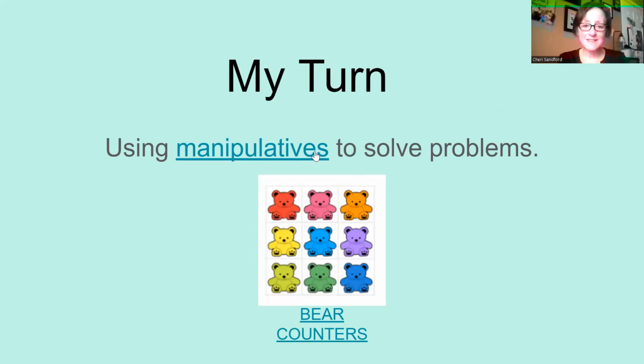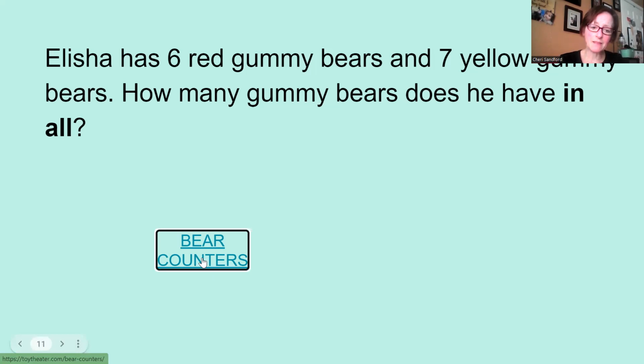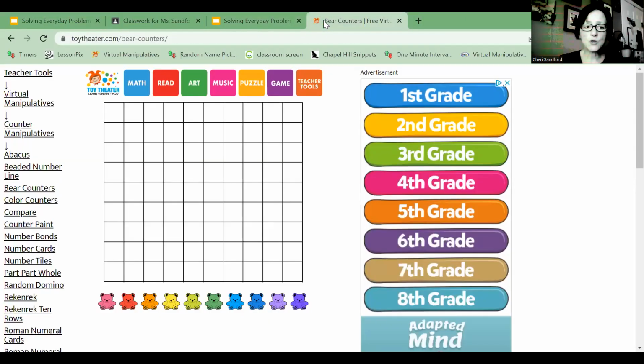This time we're going to use manipulatives to solve the problem. I like these cute little bear counters, so we're going to use those. Elisha has 6 red gummy bears and 7 yellow gummy bears. How many gummy bears does he have in all? Well, I know that the words in all mean I'm putting things together. So I'm going to use addition for this problem. And I'm going to use my cute little bear counters. I'm going to click on my link and go to my bear counters.